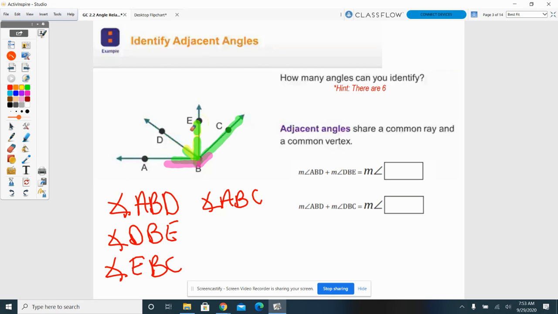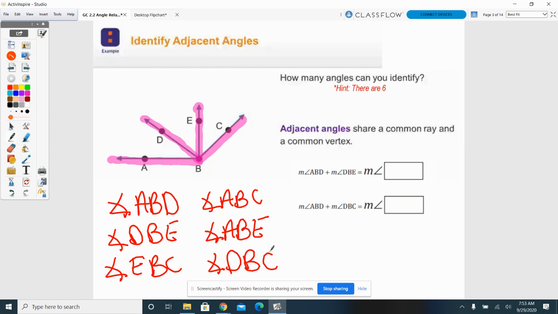What else do I have? Well, I can skip a line and I can go from A, B, E. And I could do that the other way, and I would have angle DBC. Okay, now what if you traced it the other way? Yes, that's perfectly fine. There are two ways you can name these angles. You can say ABD, or you could say angle DBA, but those aren't different angles, those are the same angle.